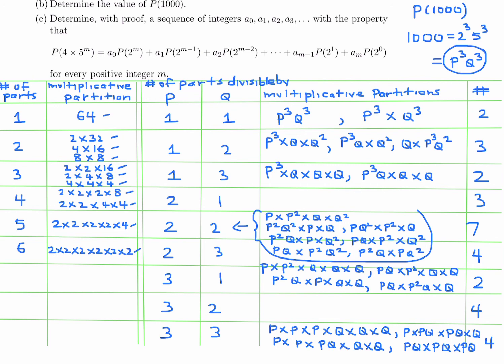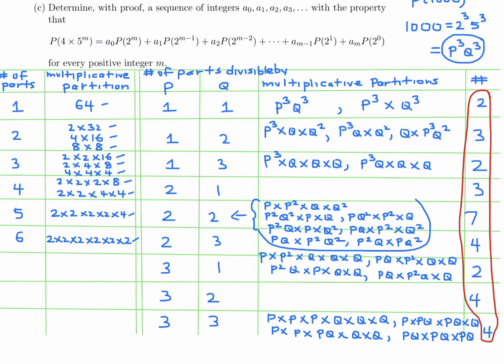So now all I have to do is add up my sum. So it's the sum of these guys. So 2, 3s, 17, 21, 23 plus 8 is 31. So P1000 is 31. All right. Now we move to part C.